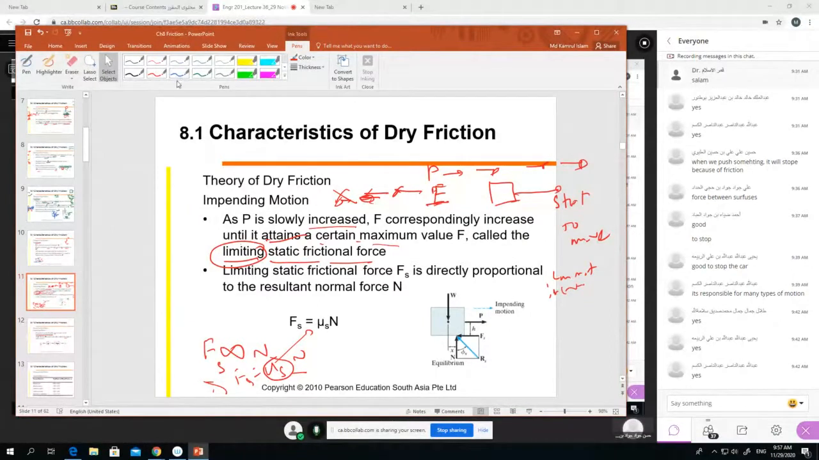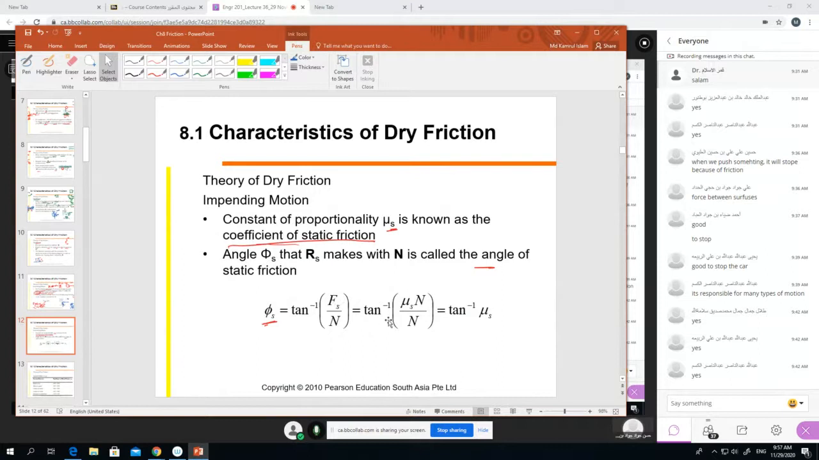If F is working in this direction and N is working in these directions, we assume the limiting Fs. This is called the angle of friction. Which is the angle of friction? If our frictional force is working there and normal force is working there, there will be a resultant force, and this resultant force creates an angle with the normal force. This is called psi or phi, and this is the angle of friction. From the formula we know, it is F by N, so tan inverse F by N.